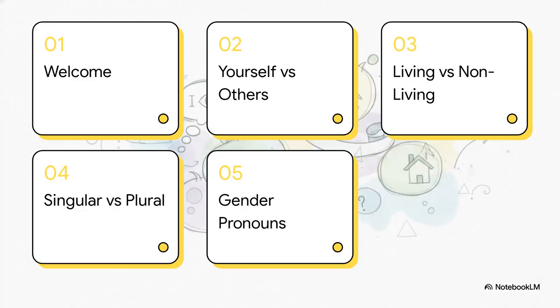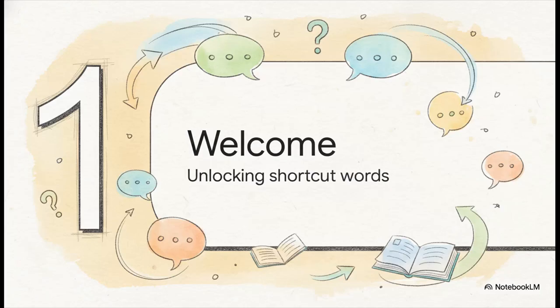Think of this as our level select screen. Today, we are going to master 4 essential rules, including yourself versus others, living versus non-living things, singular versus plural, and finally, male, female, and neutral pronouns. Let's jump right in. Welcome to Pronoun Mastery, unlocking the shortcut words.